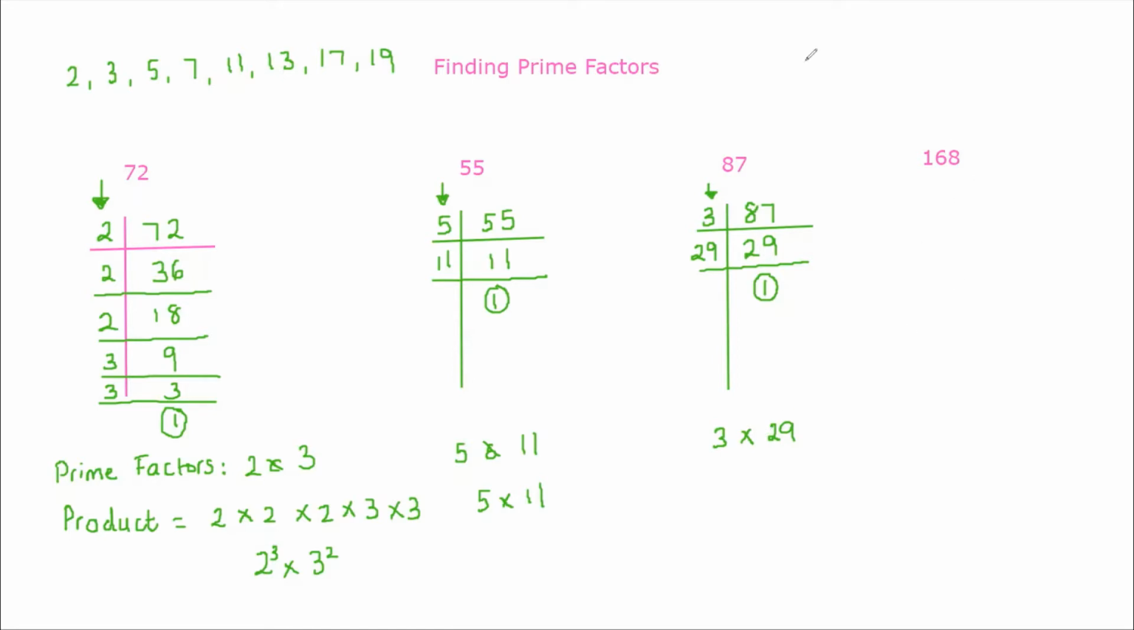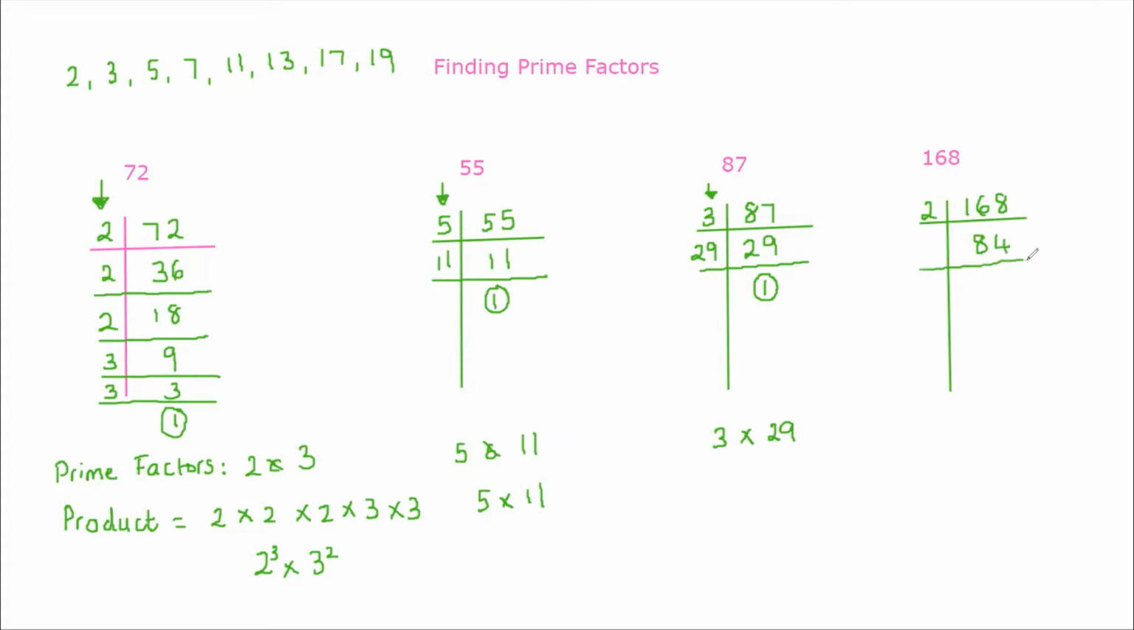Let us now go and have a look at the final example, which is 168. This is well outside of our times tables knowledge, but that again won't be a problem if you're systematic in your approach. So we put 168 here. The smallest prime number that will divide into 168 will be 2, because it's an even number, and 168 divided by 2 would be 84.